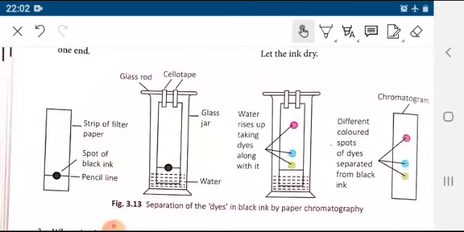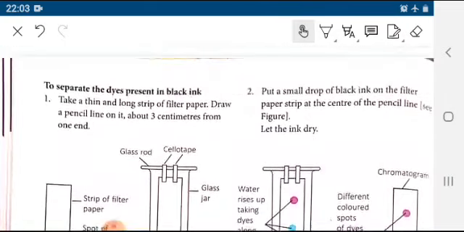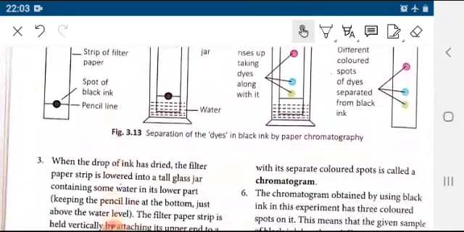What is this process? You can see a strip of filter paper is there, a spot of black ink has been done. This is the spot which is containing the mixture, and when it is poured in water, you can see it has placed in a glass jar and water is filled. So the solid substance which is dissolved in this, they are having different traveling property. They are traveling at a different speed. So what will happen? They will move upwards. So you can see that they have separated.